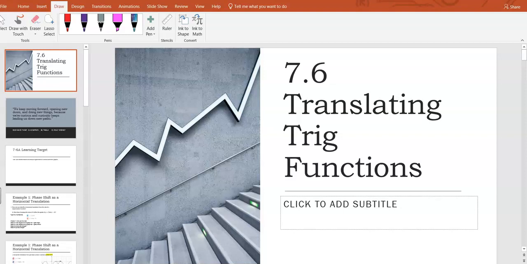Hello, students? This is Miss Green, and we are starting 7.6, translating trig functions. We're going to be looking at the graphs of sine and cosine functions and what happens when we shift them up, down, left, right, and also some other interesting things.